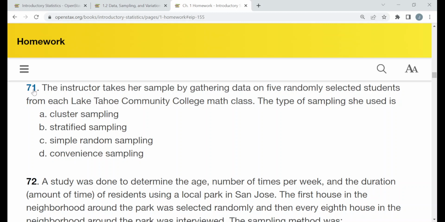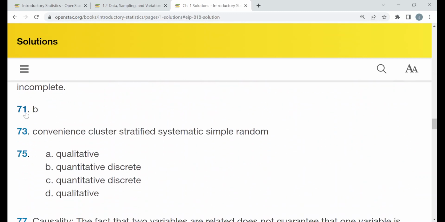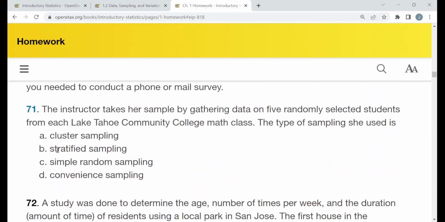I've mentioned this in other videos involving these OpenStax texts. Very often on the odd numbered problems, there's a link. You can click on the number, and it'll take you to the solutions in the back of the text, and you see the answer they're giving is B. Click on it again, it takes you back, and you see B was what I said: stratified sampling.